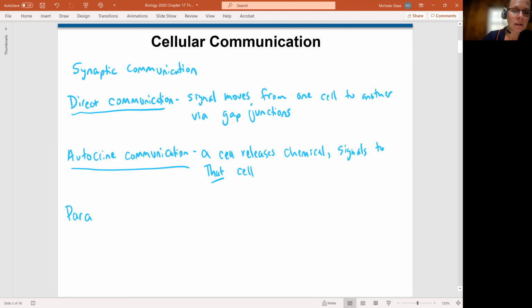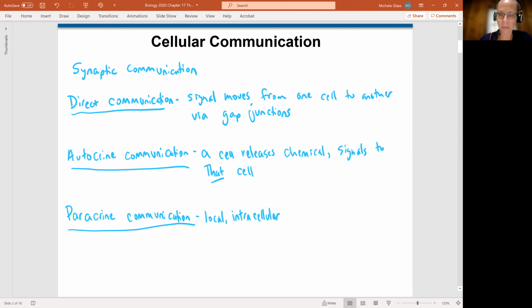We have paracrine communication. Paracrine communication is often described as like a local hormone. So we can think about this as local intercellular communication. The autocrine would be sort of like an intracellular. Intra means within, inter means between. So in paracrine communication, a cell is releasing a chemical into the extracellular fluid, and the chemical is not going very far. We're basically talking to this one small neighborhood, if you will, of cells.